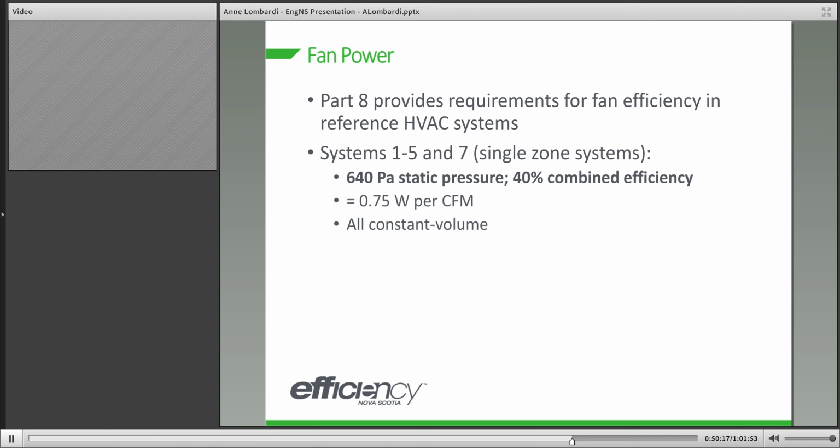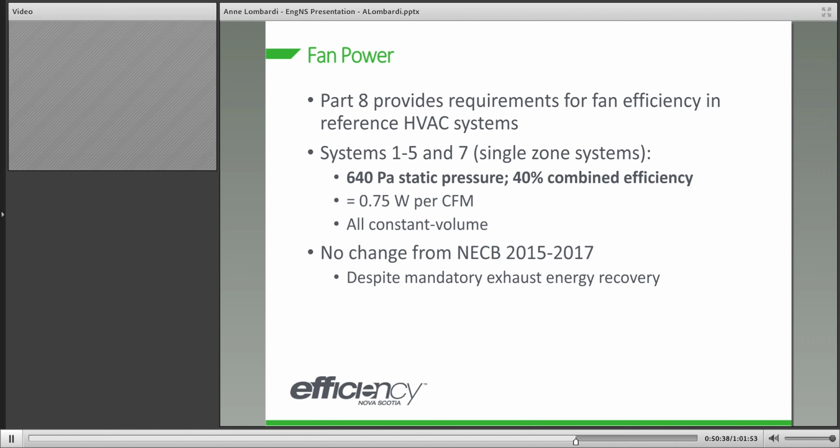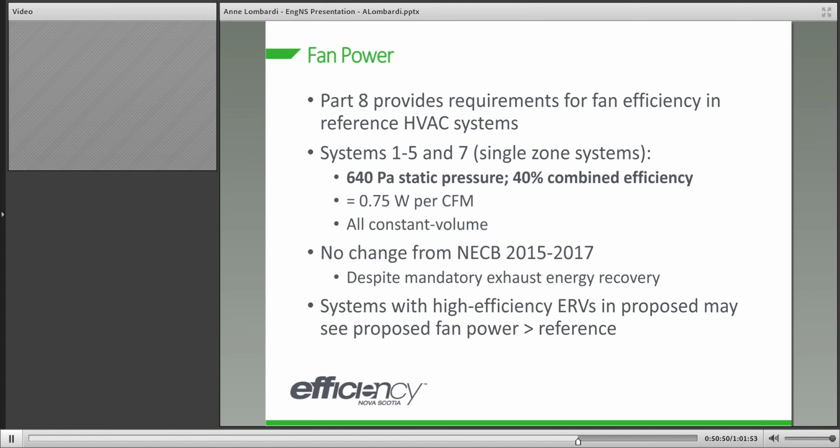Fan power, also a great topic. Part 8 does give us requirements for fan efficiency in the reference systems. So all of the single zone systems, 1 to 5 and 7, they all have the same requirement, which is 640 pascals of static pressure and 40% combined efficiency. And this works out to about 0.75 watts per CFM. All of those systems are constant volume in the reference, regardless of what's going on in the proposed, right? This value did not change from NECB 2015 to 2017, even though we now need to have energy recovery on those systems.